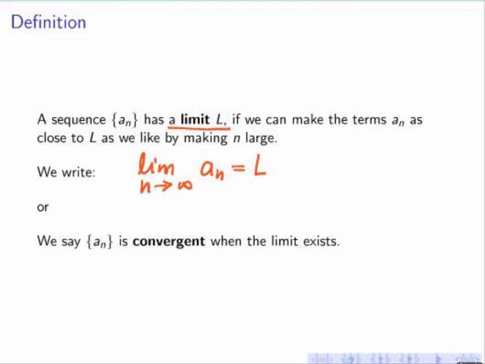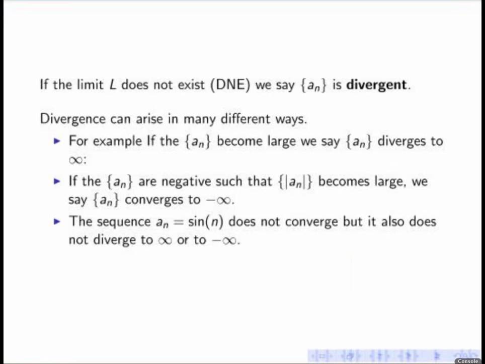Now the other notation which is sometimes used is a_n converges to L as n goes to infinity. You find both of these versions interchangeably in the literature, so you have to learn both. In this case we say a_n is convergent when the limit exists. If the limit L does not exist, then we call the sequence divergent. For does not exist, we sometimes use DNE. You might have seen that elsewhere. So then we call it divergent.